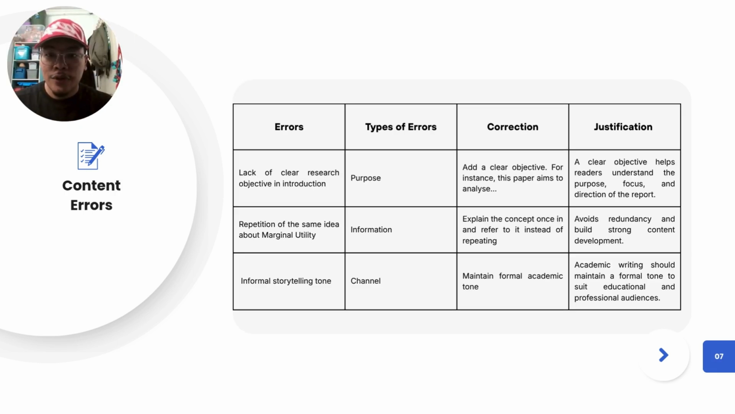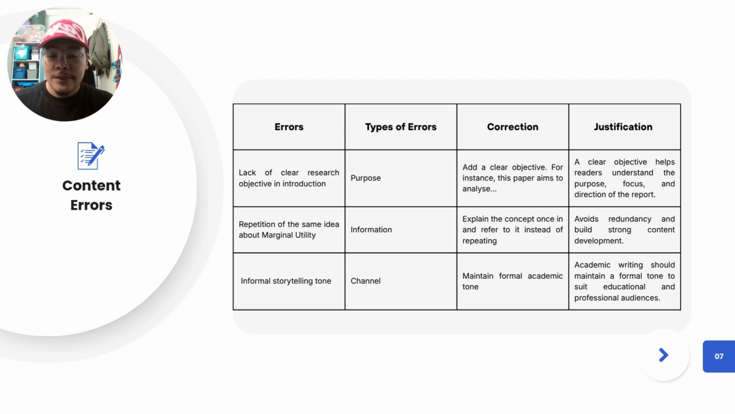So now we will move on to the content errors. The first error is lack of clear research objective in the introduction, and the type of error is purpose. The correction should be we should add a clear introduction such as "this paper aims to analyze," because a clear objective helps the readers to understand the report.